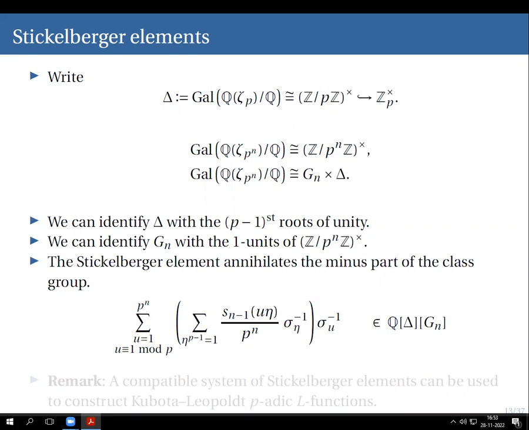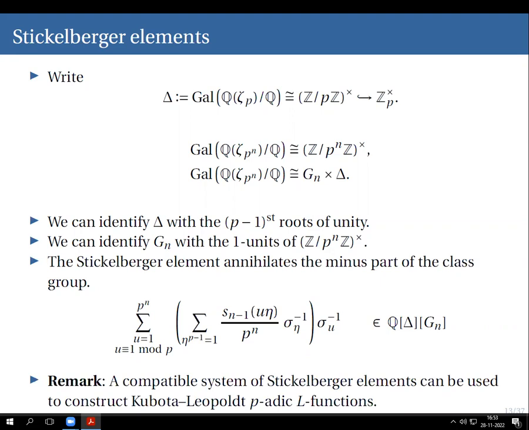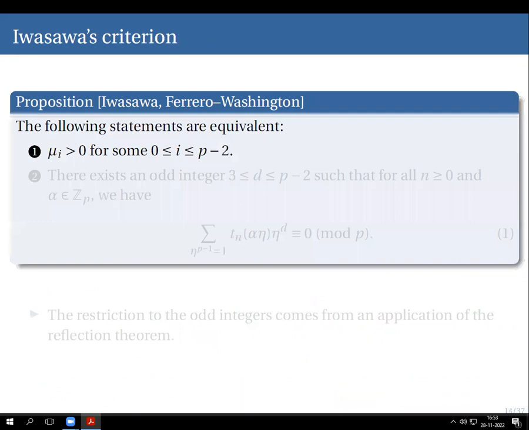Okay. And so again, this theorem is very specific to Q, and it's not known even for other... Well, the extension to other totally real fields is this thing called the Brumer-Stark conjecture. Anyway, the punchline is that I have explicit elements. These are called Stickelberger elements, and they annihilate the minus part of the class group. Okay, so this was this criterion of Iwasawa.